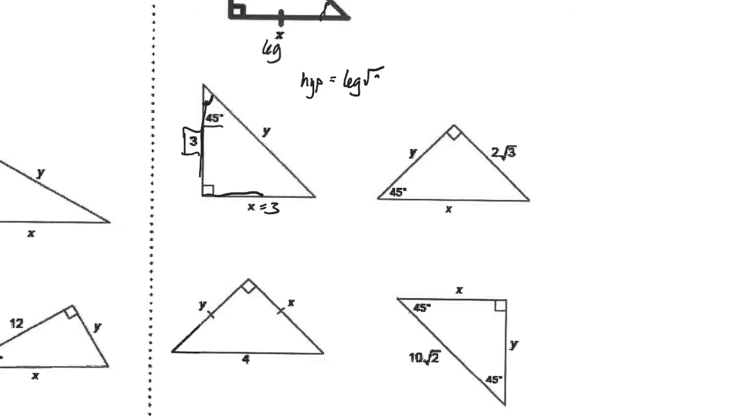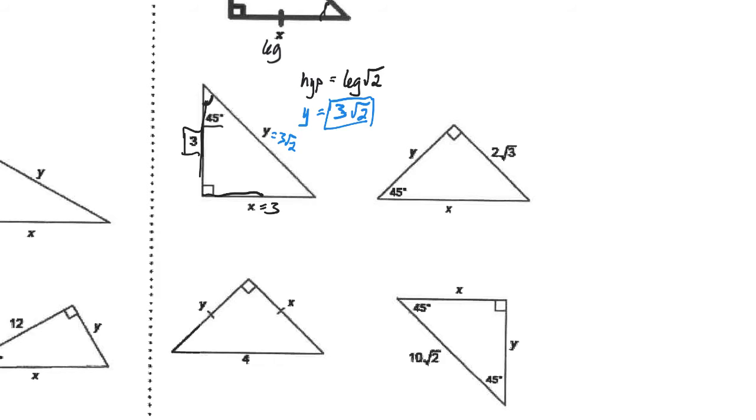Sorry, equals our leg times radical 2, radical 3 is for the 30, 60, 90s. So the hypotenuse is y equals the leg, which is 3, times radical 2. 3 times radical 2, I can't multiply them because one's in a radical, the other one's not. So there's our answer. Y is 3 radical 2.